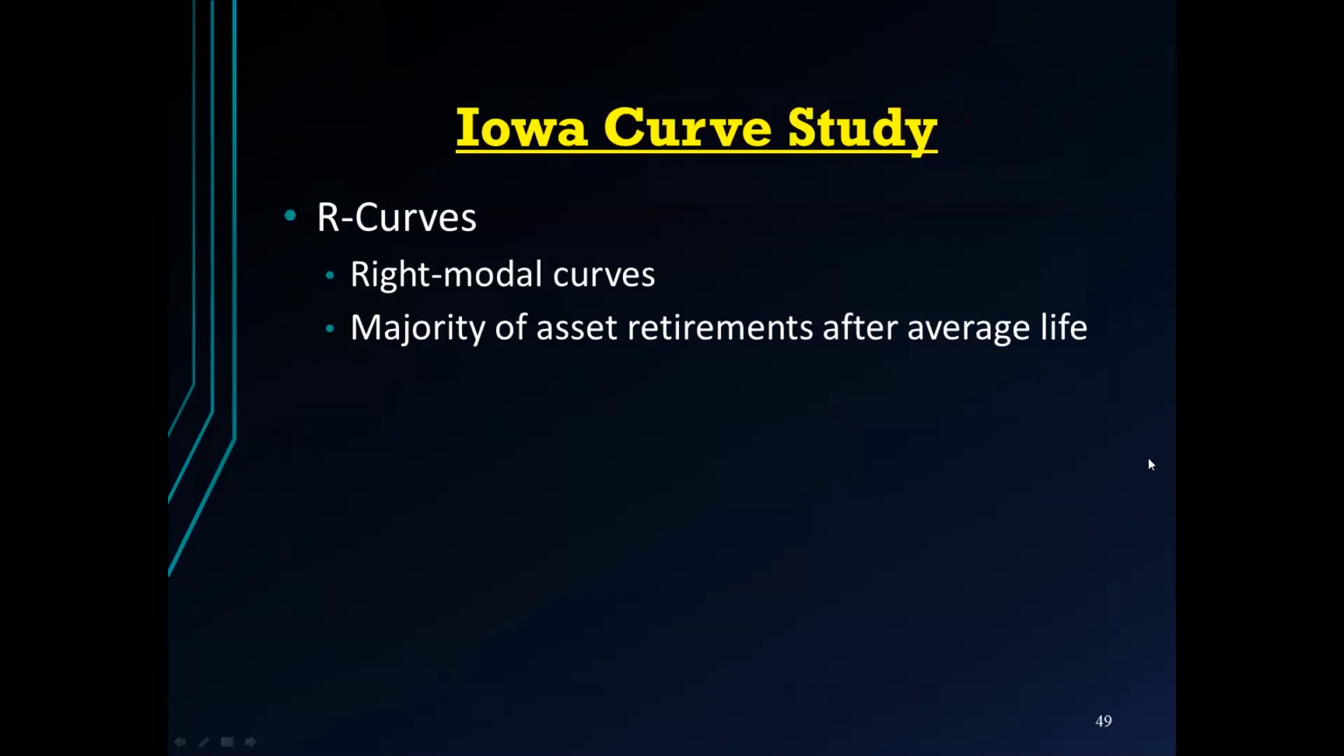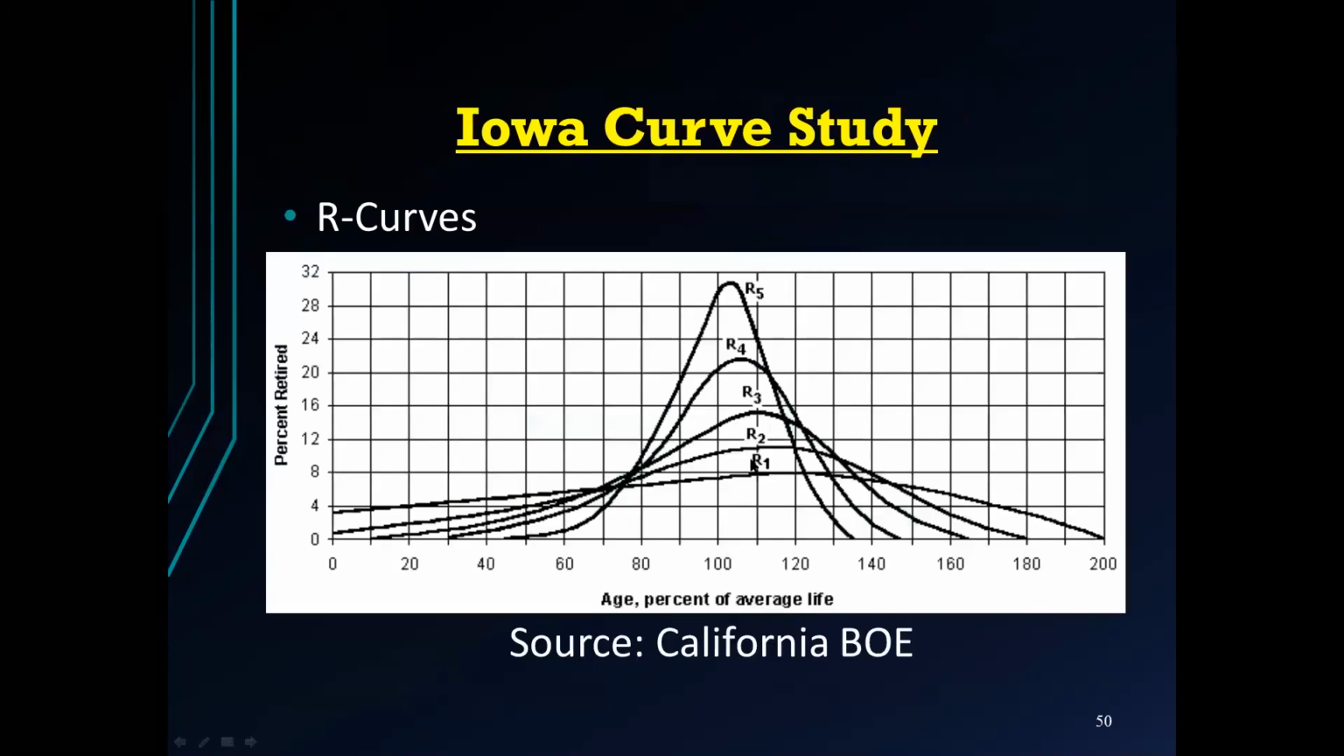Then we have the R curves, and this is the curve. This is where what we use becomes involved. The R curves are called right modal curves, and this is where you have the majority of asset retirements that occur after the average life. So the expectation is essentially that most assets will hit their average life and actually exceed their average life. Okay, and this is the famous R3 curve that we talk about all the time, and no one knows what we're talking about.